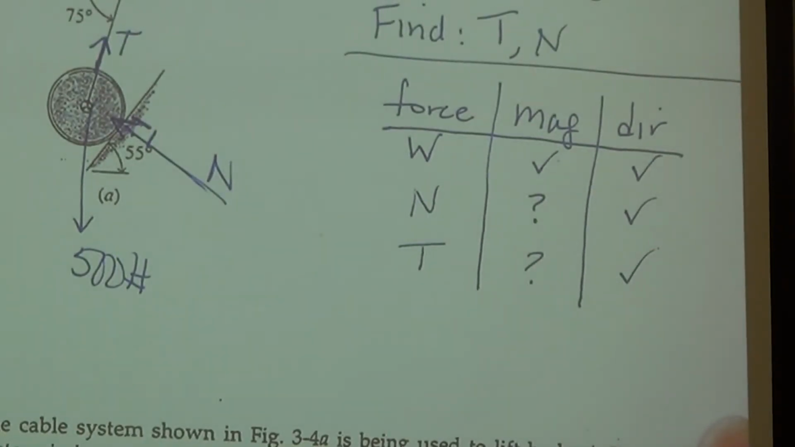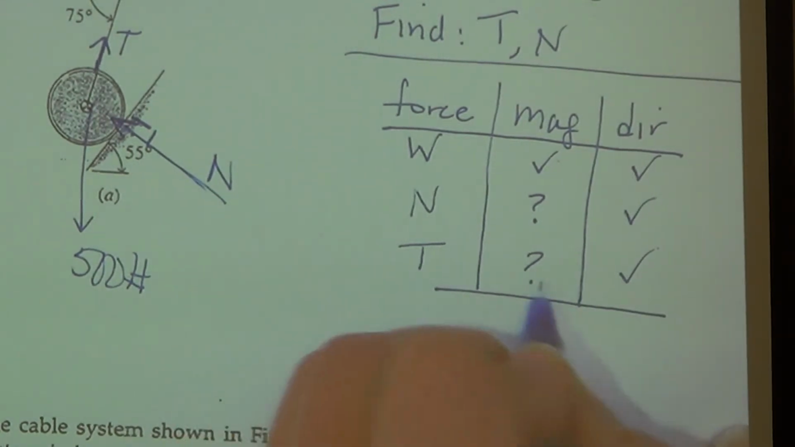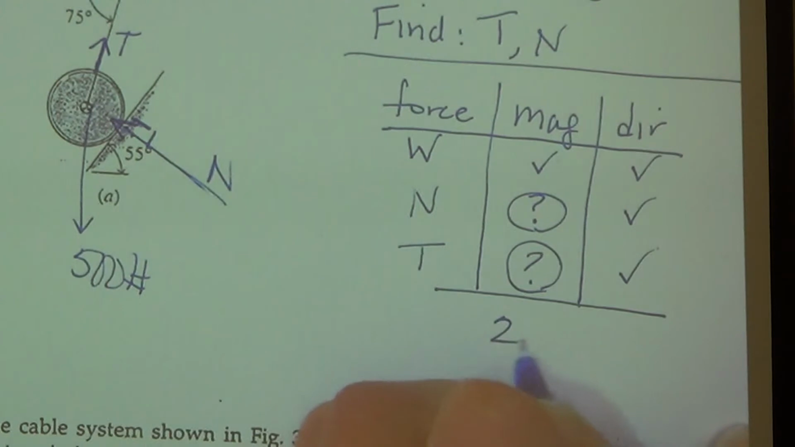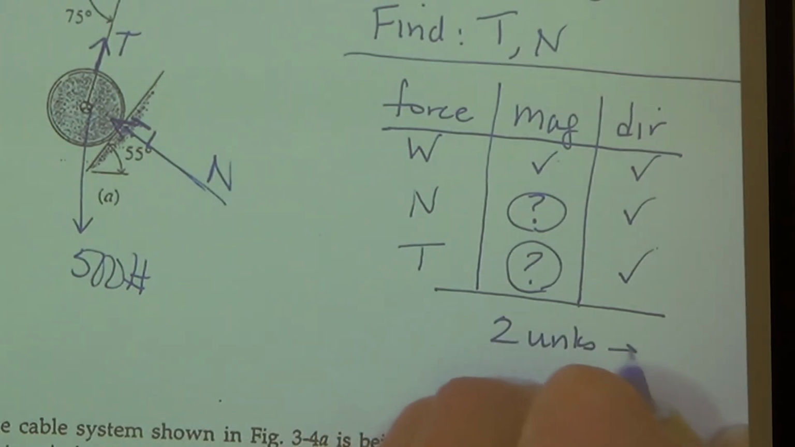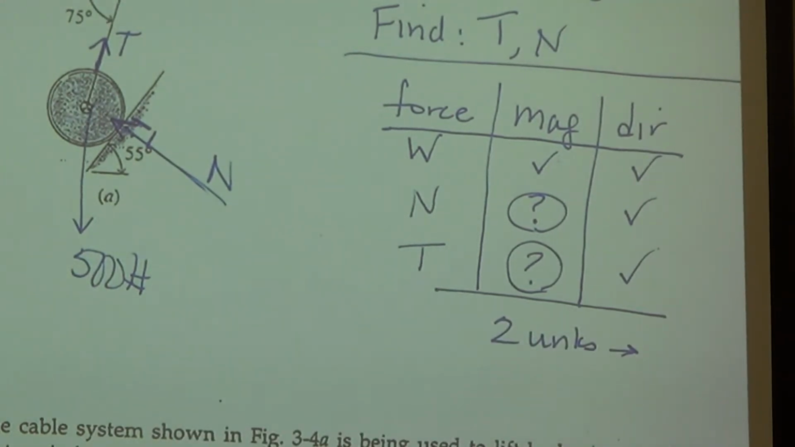Lonnie, any other forces in the system? No, that's it. So, how many unknowns do I have? Two unknowns. So Claire, if I have two unknowns and I want to solve this problem, how many equations do I need? Two. Two equations.